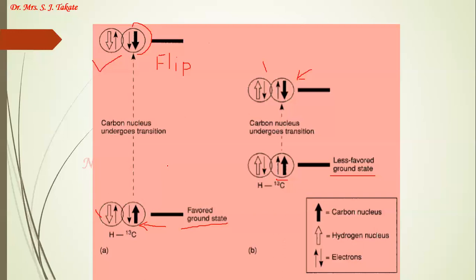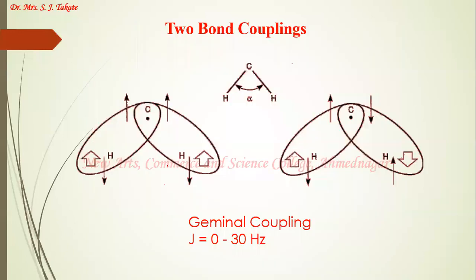Now let us move towards this two bond coupling. Again, this left side hydrogen is under observation. That is, we are studying its signal. The nucleus which is absorbing the radiation must be present in the ground state. So we are thinking about this left side proton and how this right side proton is going to affect the signal of this left one. That is, we are looking for the signal of this left hydrogen.